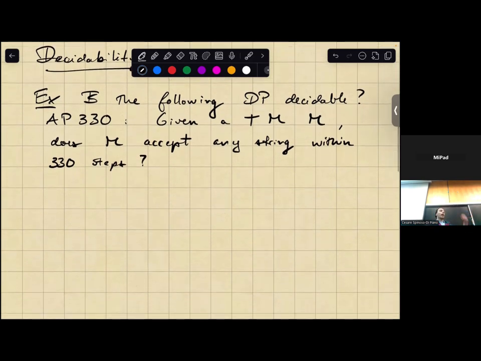So essentially, imagine you're trying to design an algorithm to decide this problem. What your algorithm is supposed to be given is a Turing machine, and you want to design an algorithm which looks at your Turing machine and checks, is there any string over sigma star? We can assume sigma is not empty. Is there any string over sigma star where when you give it to the Turing machine, it runs for at most 330 steps, and at some point before hitting the 331st step, the Turing machine halts and accepts the string? This is the problem for which we want to design an algorithm.